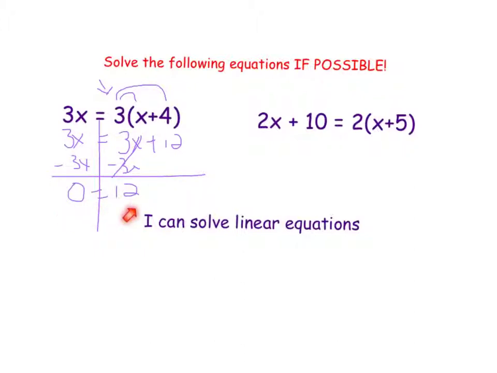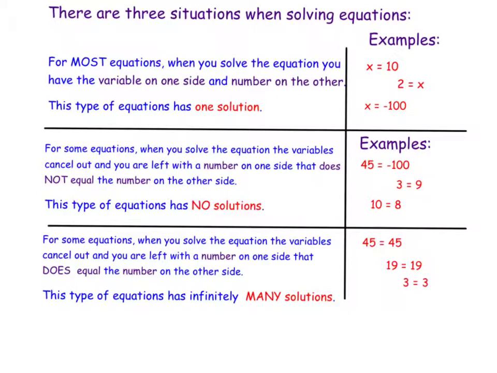The answer is no. So what we're going to be learning about today are equations that have different types of solutions other than just one solution, x equals a number. So really there are 3 types of situations when solving equations. For most equations, it's like what we've been working with. When you solve the equation, you have the variable on one side and a number on the other. This type of equation, like these examples, has one solution. The solution is the number that the variable represents.